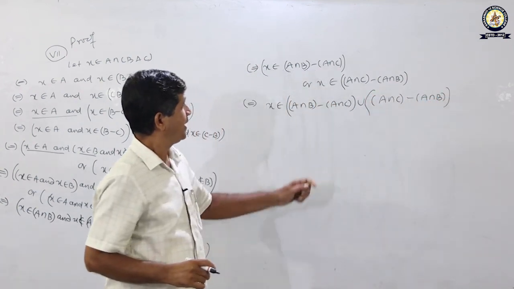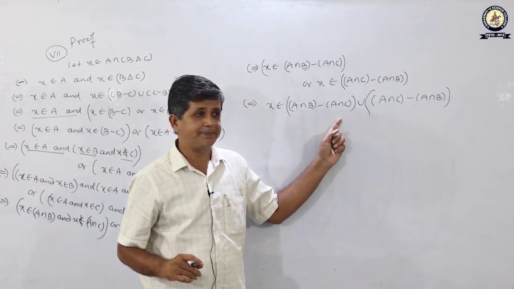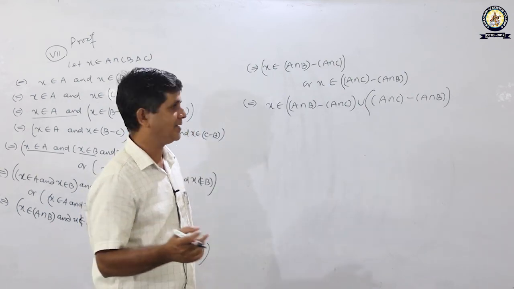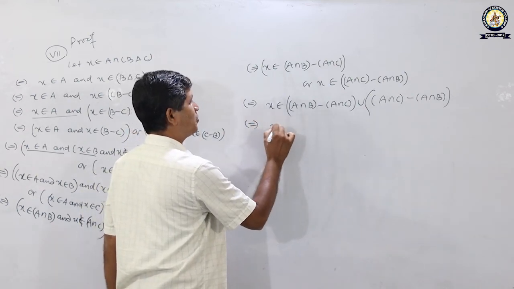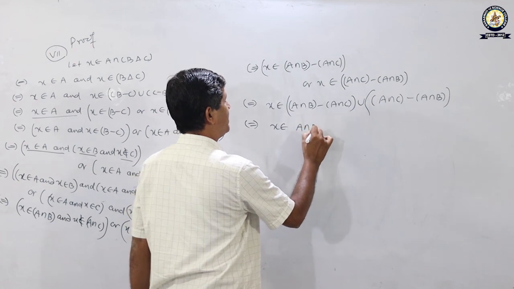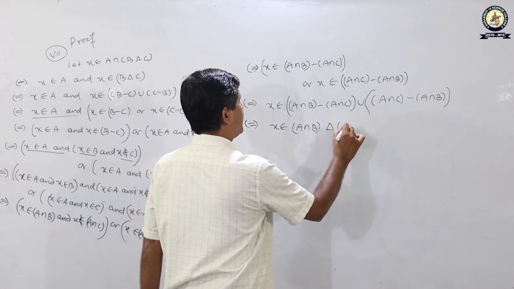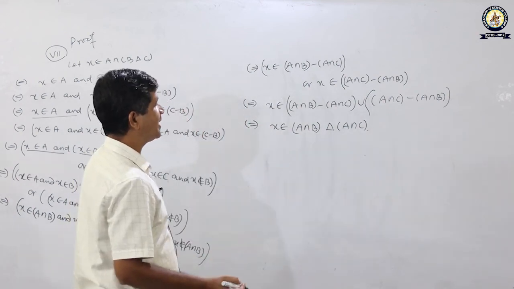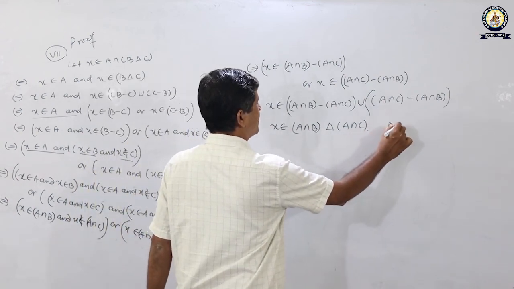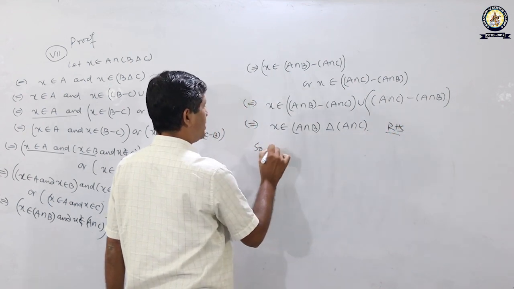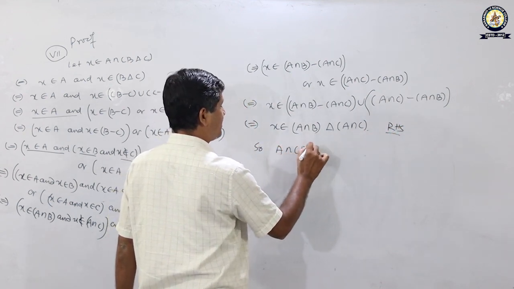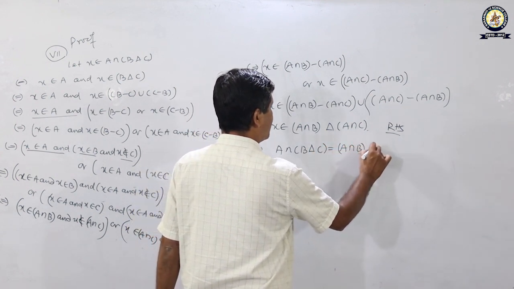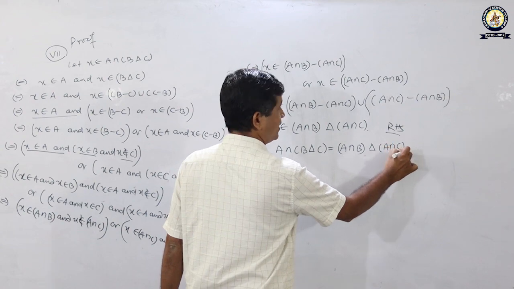Look at students, X belongs to A difference B union B difference A means it is in A del B. So X belongs to A intersection B del A intersection C. So we write down, reach at the RHS. This part is the RHS, right? So A intersection B del C is equal to A intersection B del A intersection C.